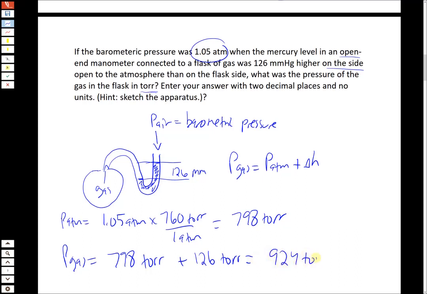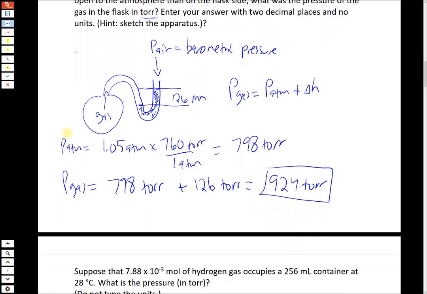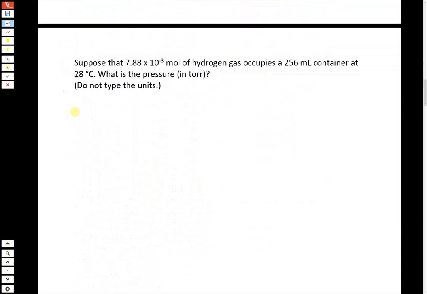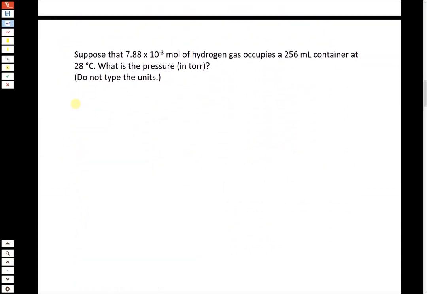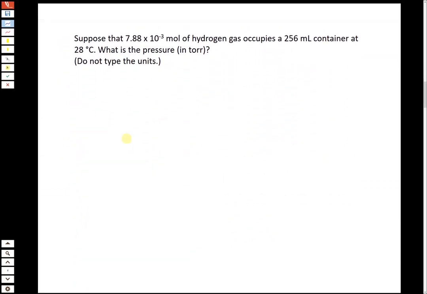So that means in this sample of gas, the pressure is 126 torr higher than atmosphere, which comes out to 924. So those are two questions on measurement of pressure. Again, not really a huge story because it's not really dealing with chemistry at all in reality, but just to give you some background on how that's done. Now the rest of these are going to deal with the ideal gas equation in some form, which as I said is the major topic in this chapter.